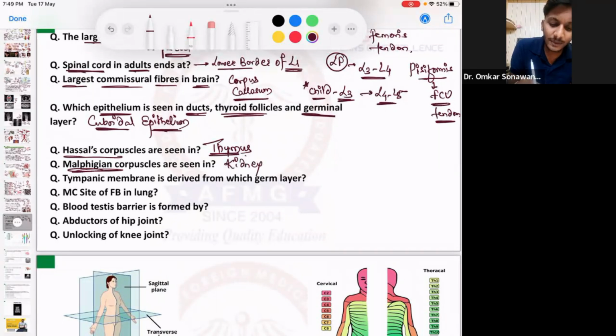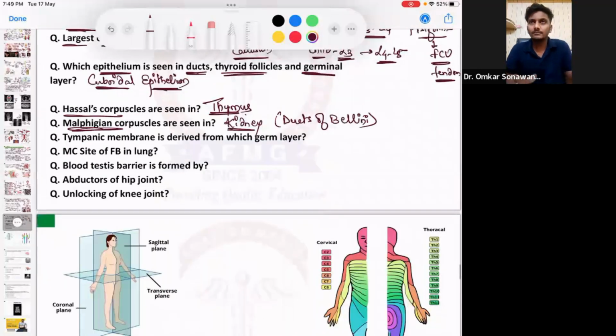Kidney: Malpighian corpuscles are in the kidney. Ducts of Bellini are also in the kidney. Parafollicular C cells are in the thyroid.